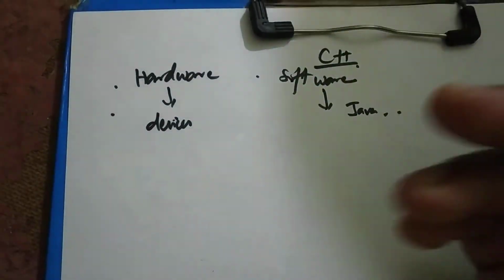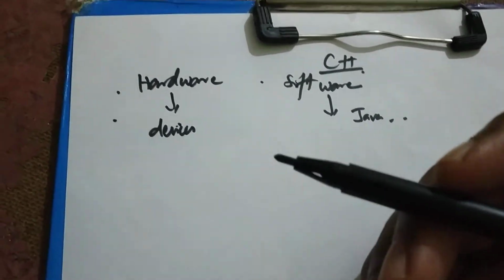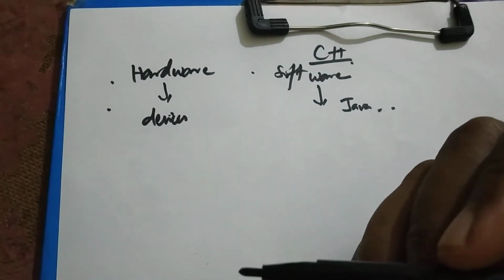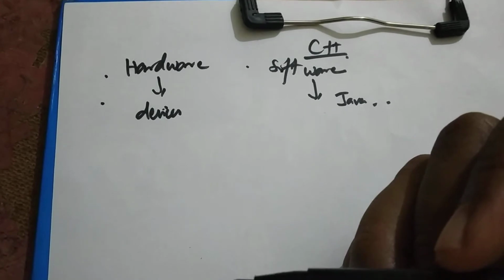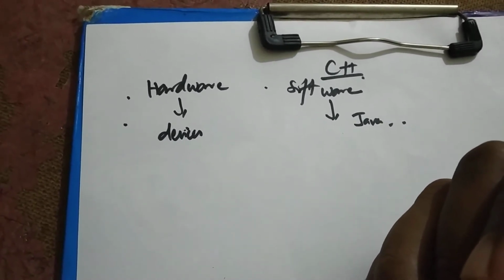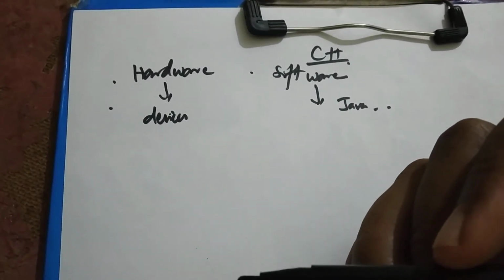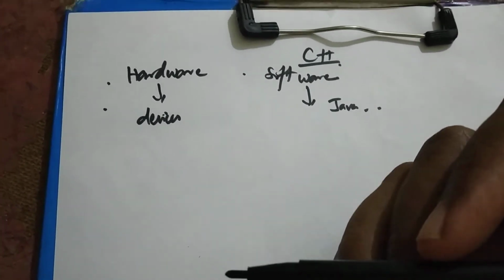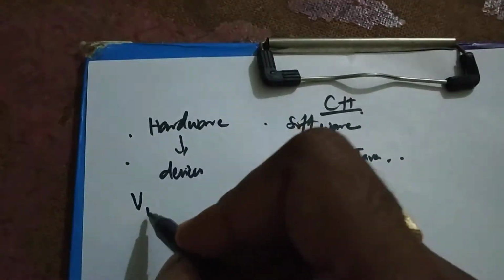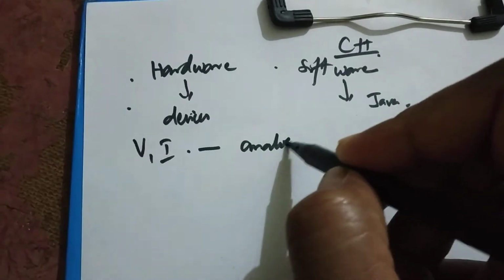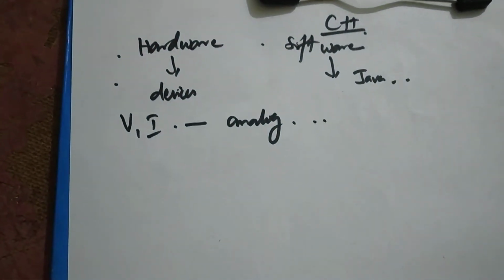Okay, let me speak about hardware and what the relation is between hardware and software. So we have devices. When you learned in the lower semester, you remember that you learned semiconductor physics, where you learned the basic p-n junction diode, Zener diode. These components involve voltage and current, and we normally call those devices analog devices, analog electronic devices.